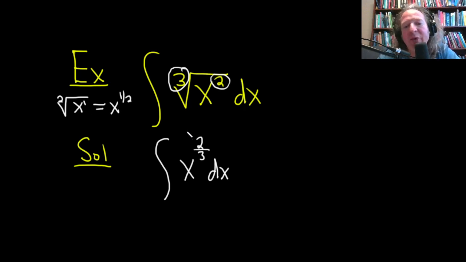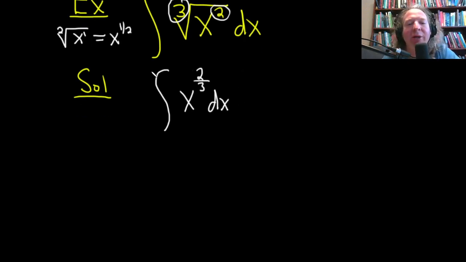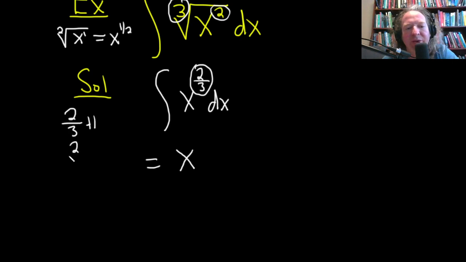Okay, now that we have it written as x to a power, we can integrate using the power rule. So at this point, we'll drop the integral sign, we'll drop the dx, and then it's x. And then to figure out what goes here, you basically take this number and you add 1. So it's 2/3 plus 1. That's really 2/3 plus 3/3. That's going to be equal to 5/3.